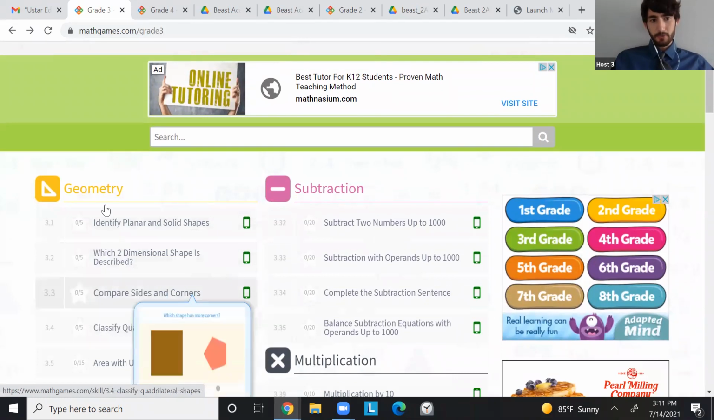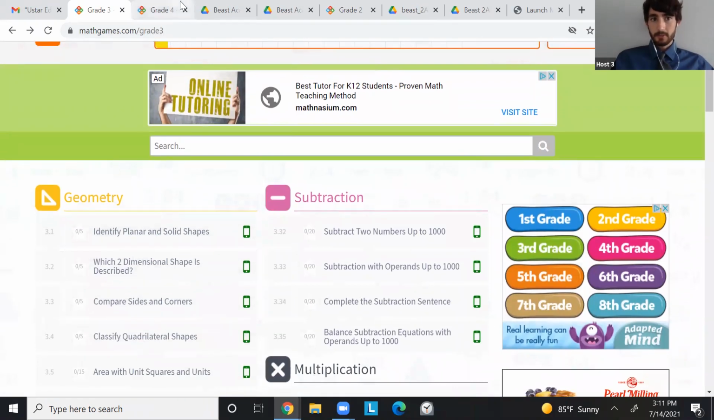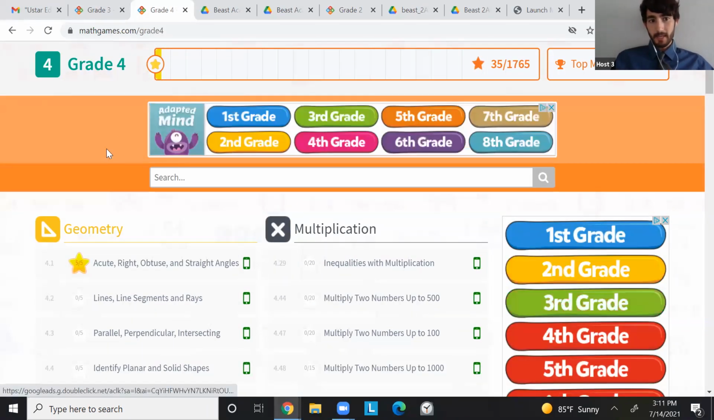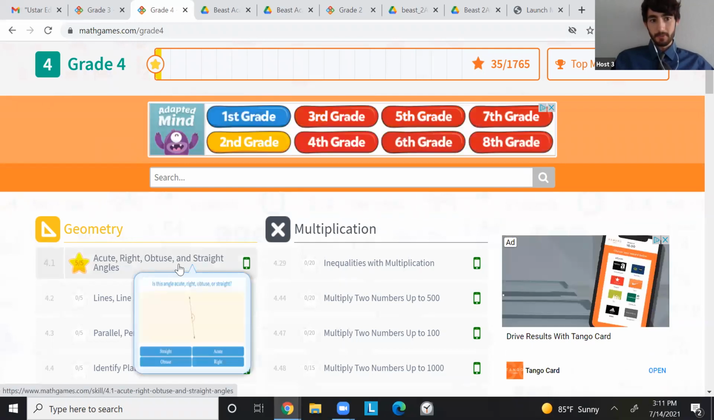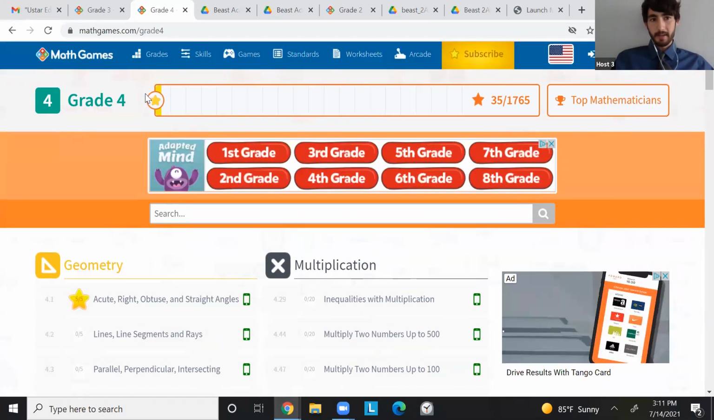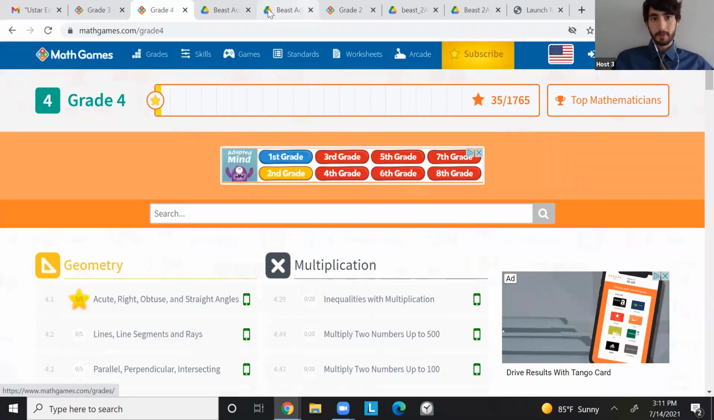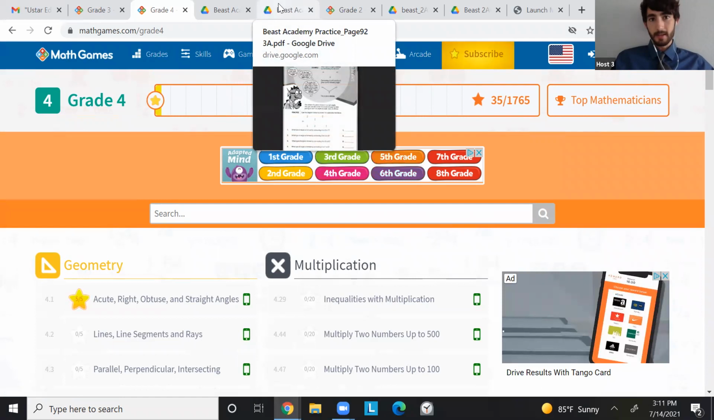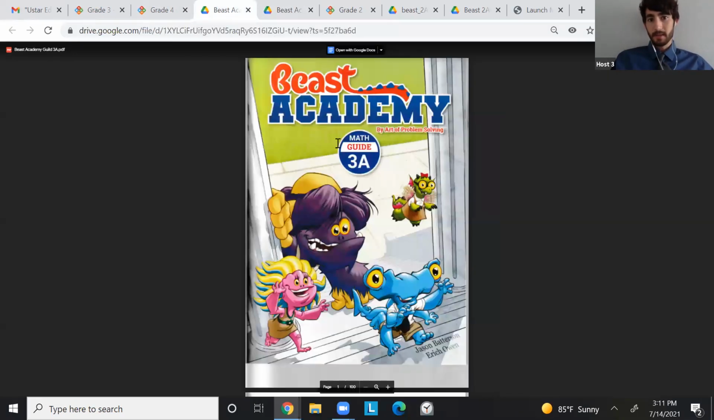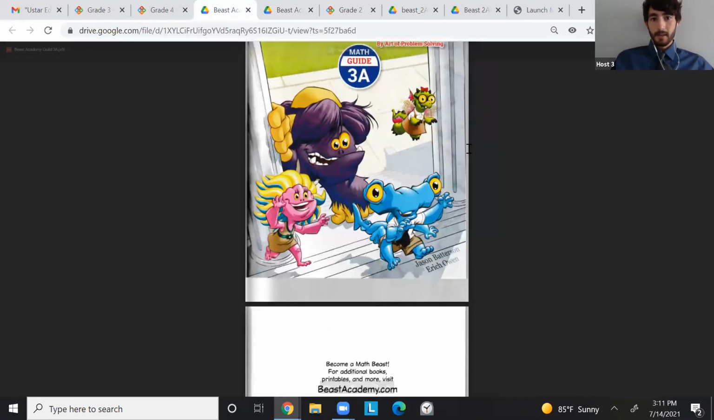The first section too, a lot of it involves angles. So although this is the grade 4 games, this game too, acute, right, obtuse, and straight, might be a good fit as well. Again, you don't always have to correspond these grade levels to what we're learning or to whatever grade they're in. A lot of them tend to actually even be younger than the grades they're in.